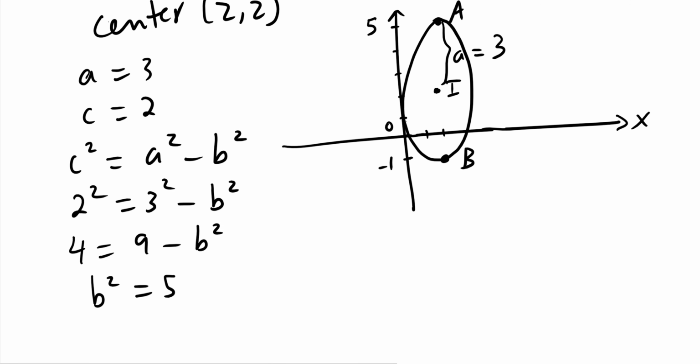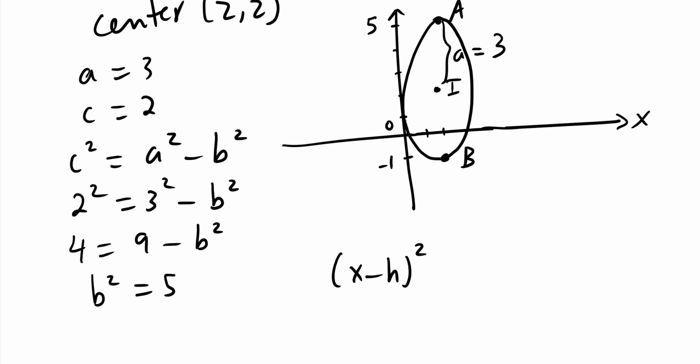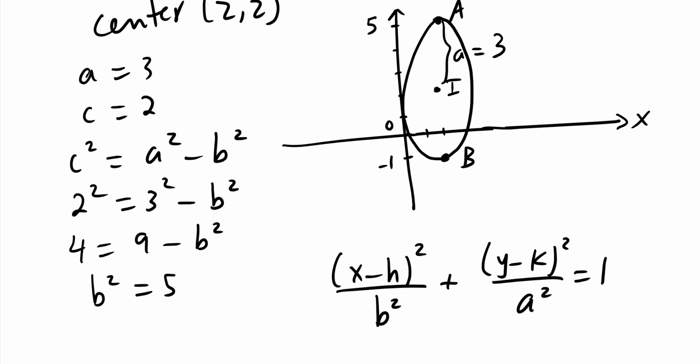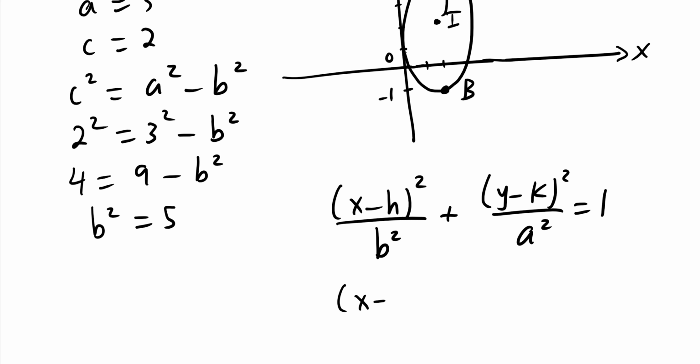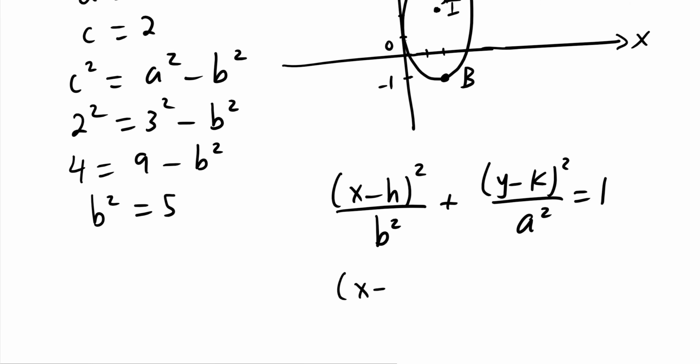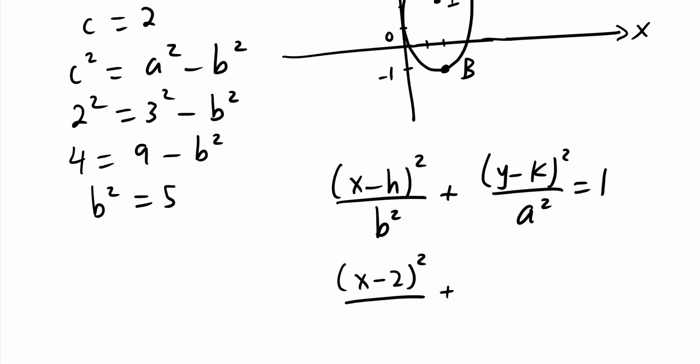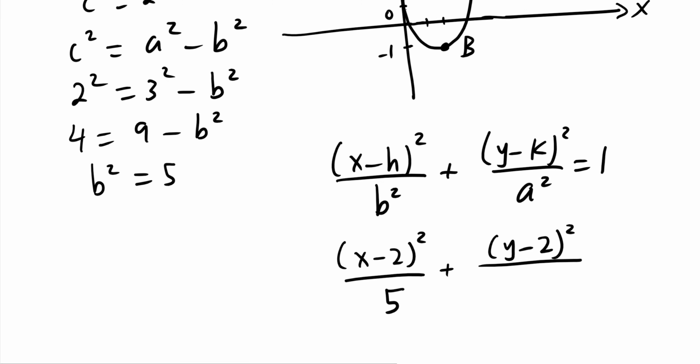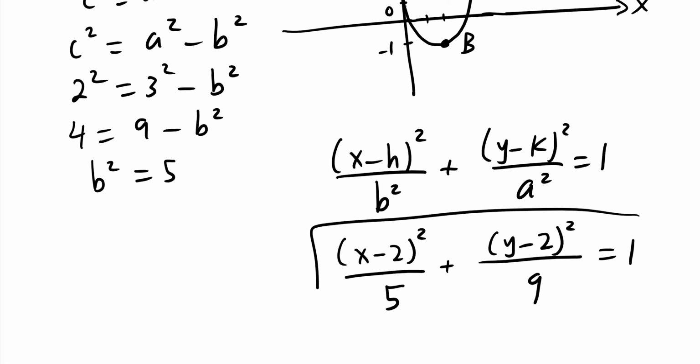Then (x − h)² over b² plus (y − k)² over a² equals 1. So x minus... the center is at (2, 2), so h is 2 and k is 2. b² is 5, a² is 9, equals 1. You don't have to expand. You can just leave it like that.